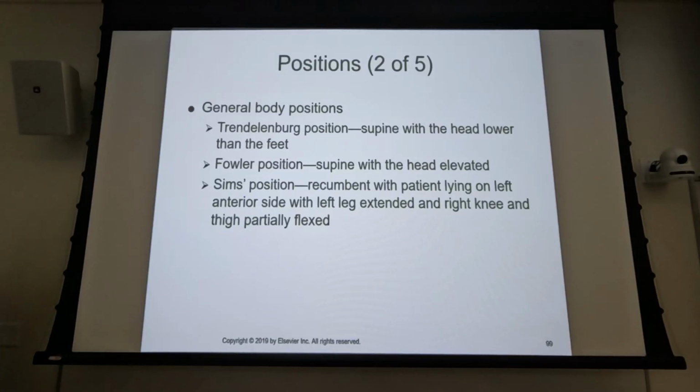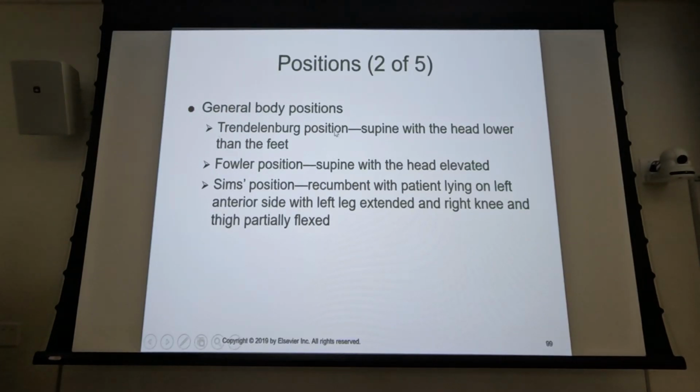And the Fowler's position is with the patient in some sort of seated position. So the patient is laying down and their head is elevated. You may hear the Fowler's position more described as the patient sitting up with the bed. And then a semi-Fowler's position is the patient laying back more. But the strictest definition of a Fowler's position is pretty much the opposite of Trendelenburg.